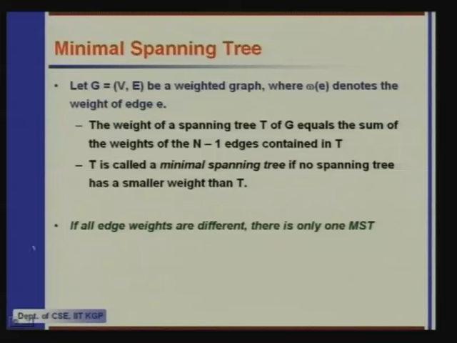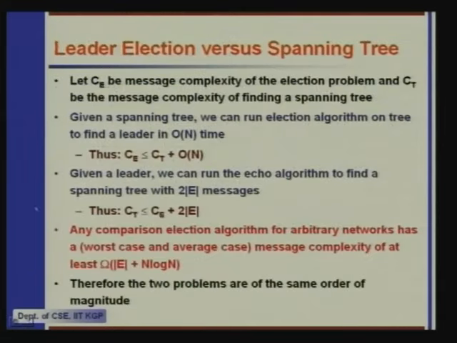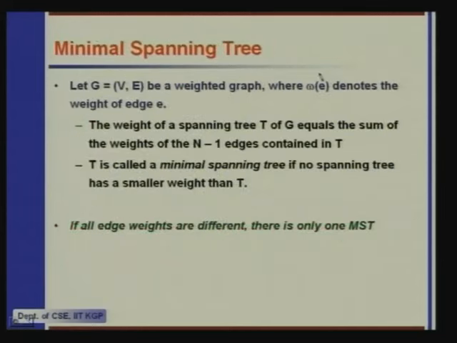Now, this was the comparison between leader election and finding a spanning tree. Okay. Now, what we are going to see is how do we find a minimum spanning tree, which is obviously a different problem. So, the definition of the minimum spanning tree given formally here is as follows: let G equal to (V, E) be a weighted graph where w(e) denotes the weight of an edge.